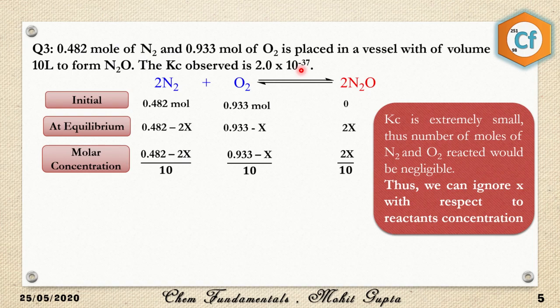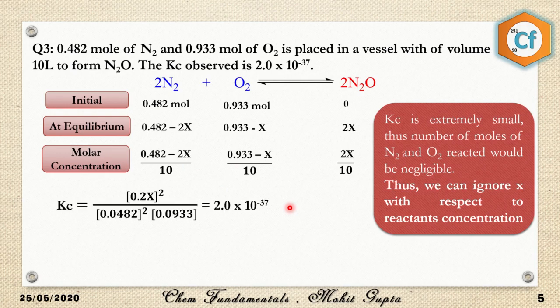And I have already told you in the last part that when the value of Kc is less than 10 to the power minus 3, the reaction is in initial state. So when the value of Kc is so small, we can ignore the x with respect to the reactant concentration. So what we'll do, we'll ignore the 2x and x, and it won't make any difference.